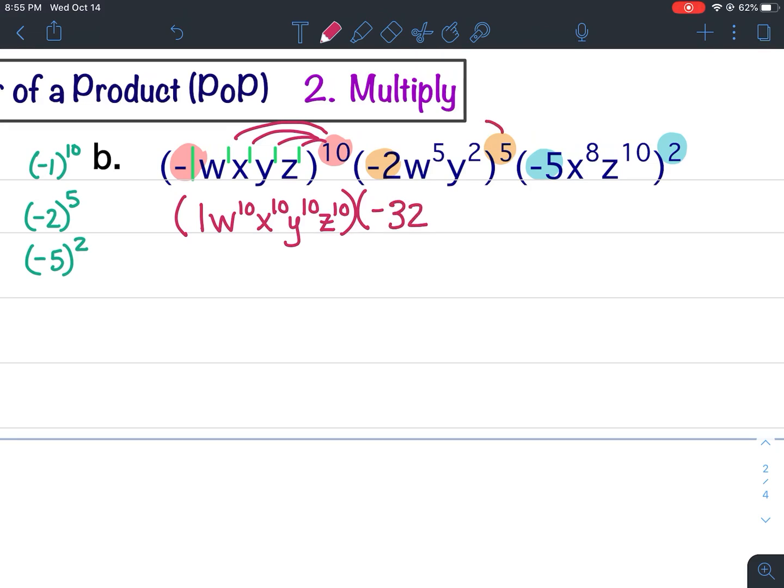And now I multiply my exponents. 5 times 5 would give me w to the 25th. 5 times 2 would give me y to the 10th. Last monomial. Negative 5 squared, even exponent means it's going to be positive, so that's positive 25. 2 times 8 is x to the 16th. 2 times 10 is z to the 20th.